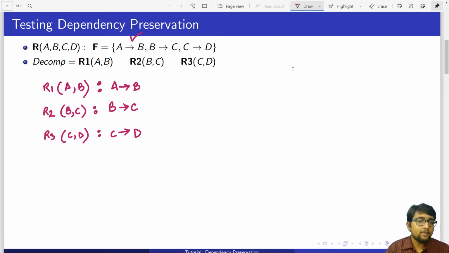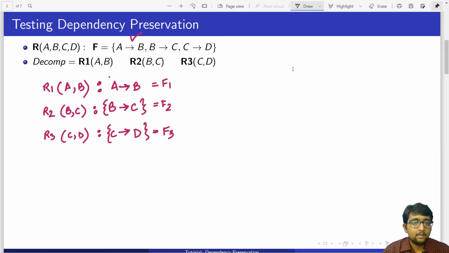So basically the three dependencies were applicable on three different tables, and we will do the union of all these dependency sets. Let them be F1, F2 and F3. So what are F1, F2 and F3? F1, F2 and F3 are the functional dependency sets of R1, R2 and R3, that is, the sets of possible functional dependencies.